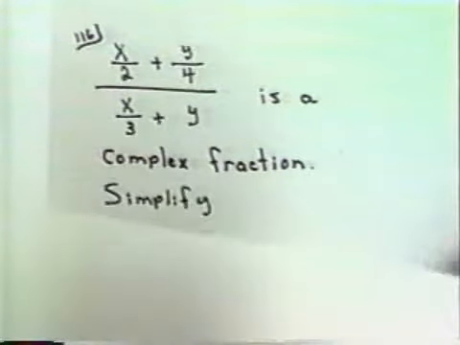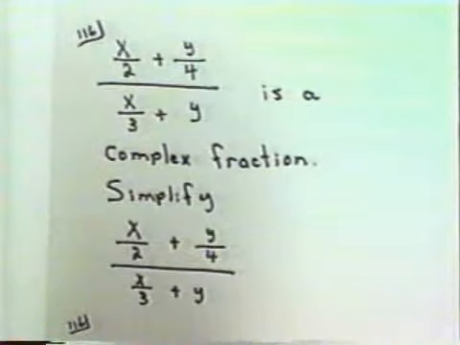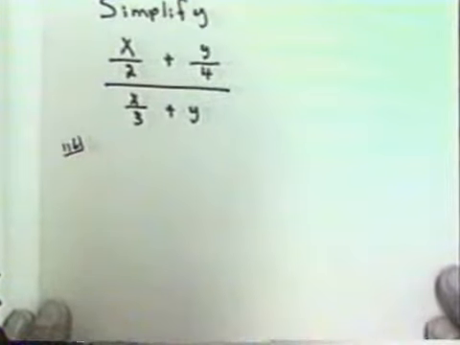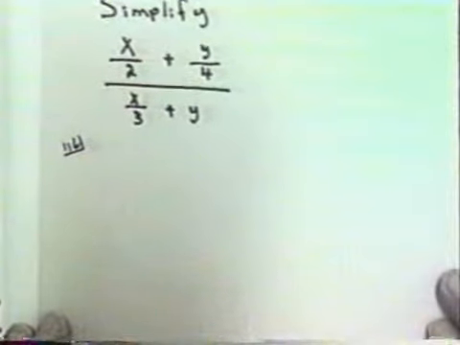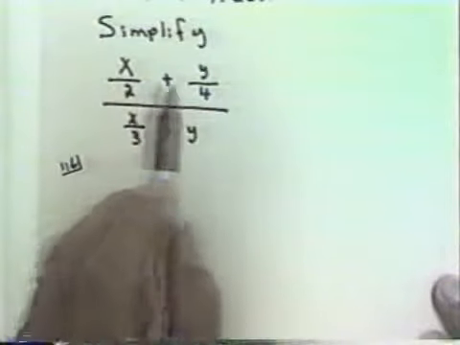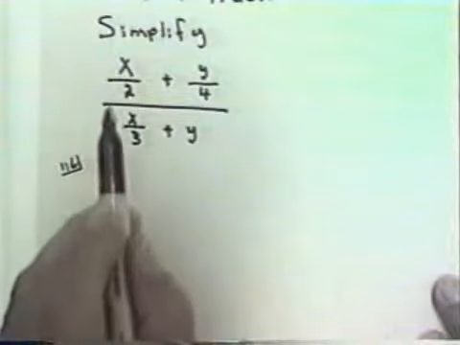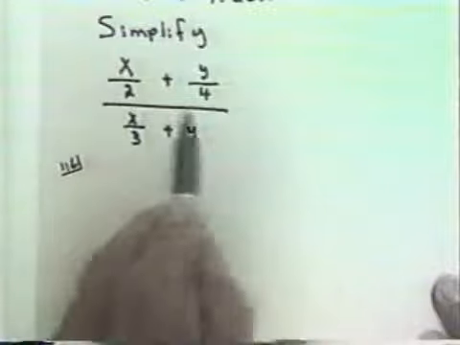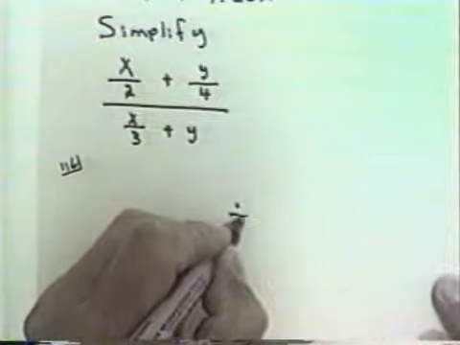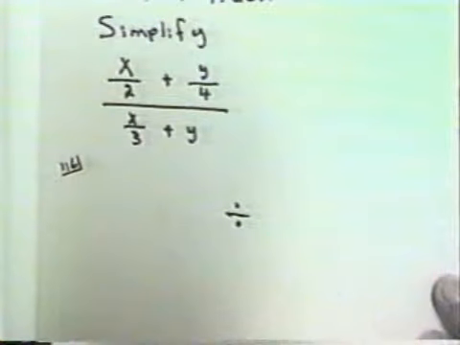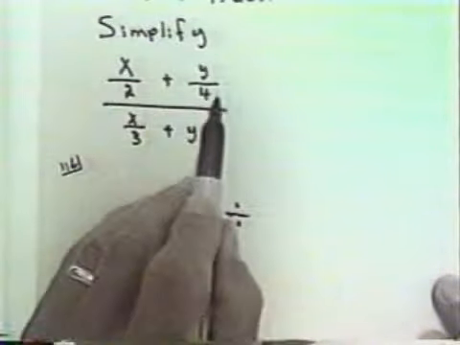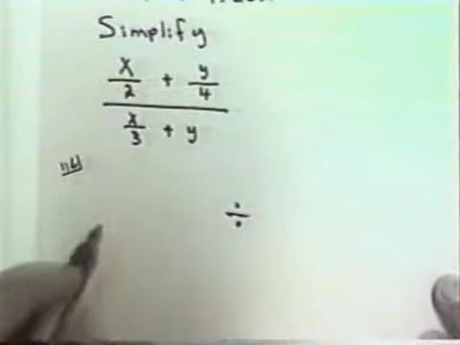So let's simplify the complex fraction x over 2 plus y over 4 divided by x over 3 plus y. In order to simplify that, you need to know three things. First of all, this bar means to divide. So I'm going to put down my division symbol. The bar means to divide. The next thing is the bar also groups. Everything above it is grouped together and everything below it is grouped together.